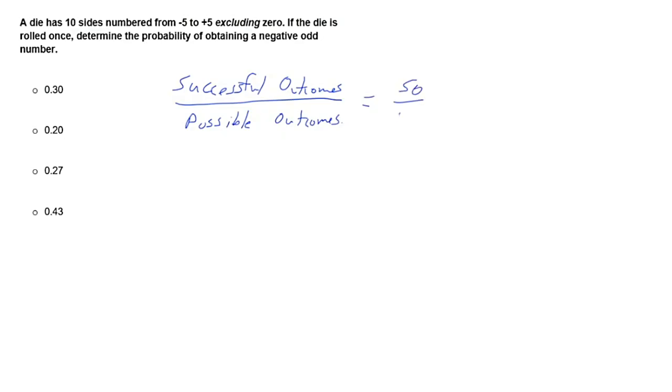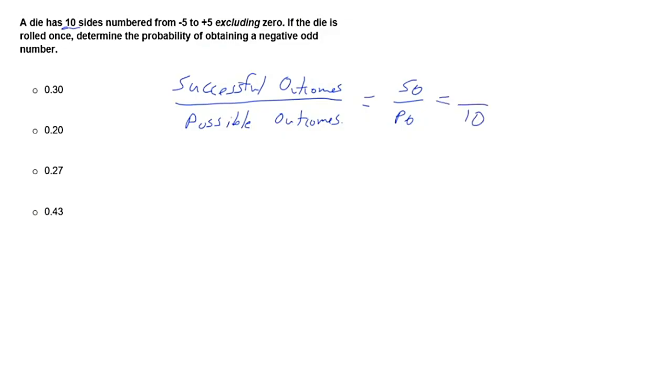So we need to find our successful outcomes divided by our possible outcomes. Successful outcomes divided by possible outcomes. So let's review the wording of the problem so we can find this information. We know that the die has 10 sides, so our possible outcomes is 10.